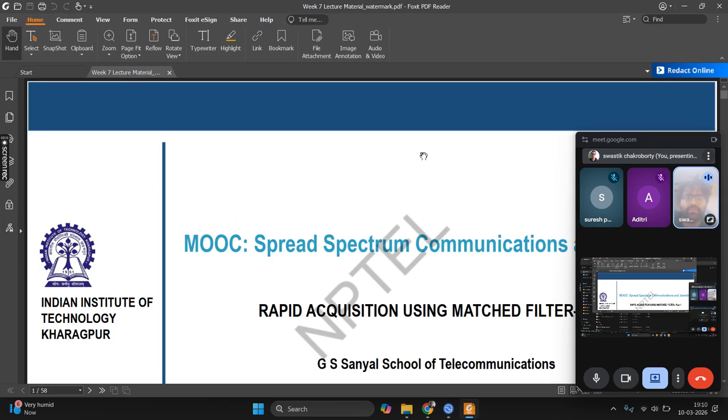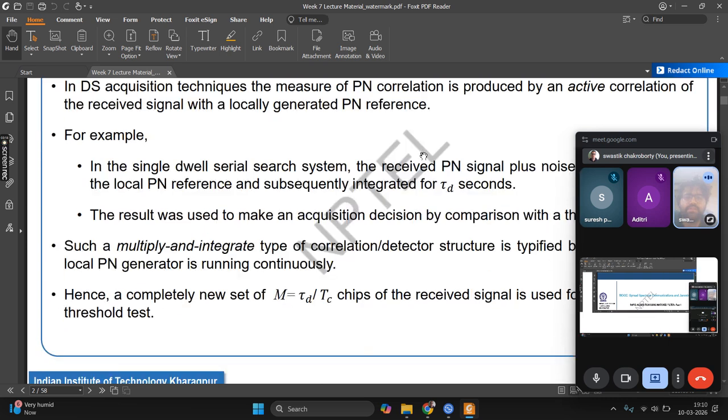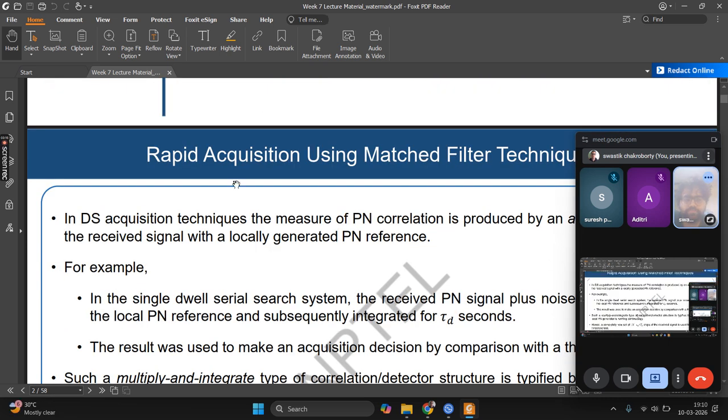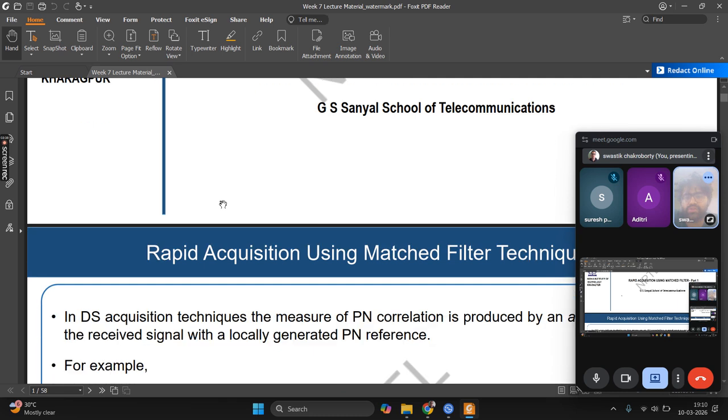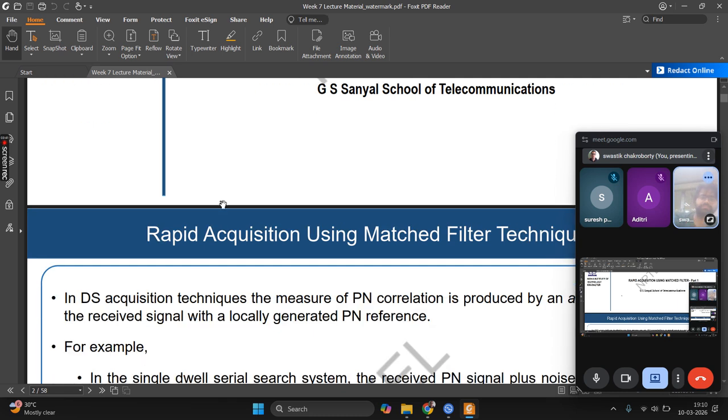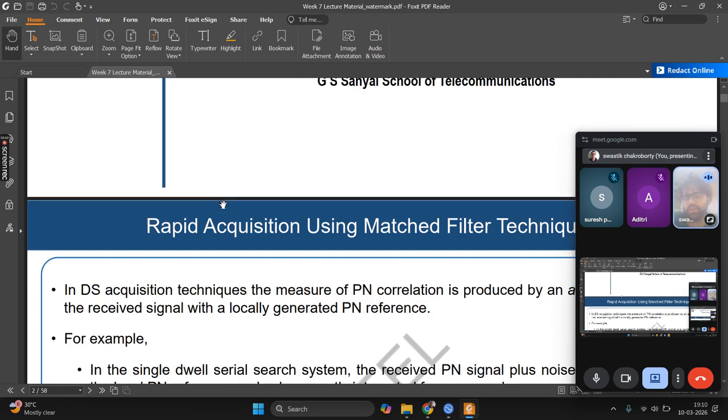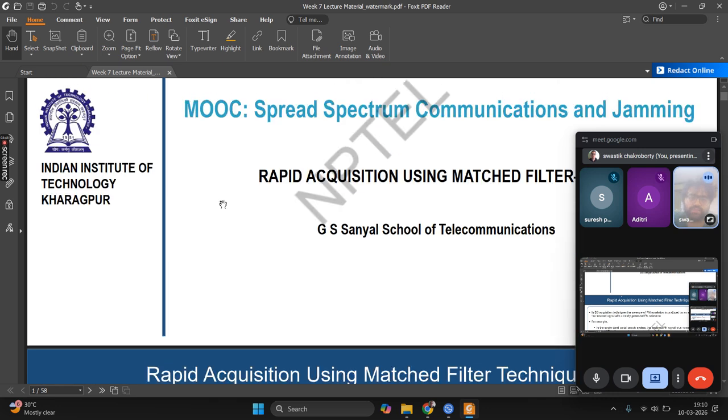So we have done PN acquisition. PN sequence acquisition is the method of regenerating, at the receiver, the PN sequence that has been used at the transmitter. Your aim is to regenerate it at the receiver so that you can despread the spread spectrum signal and retrieve the message. Other methods have been used, like correlation. Today we will be using the matched filter.